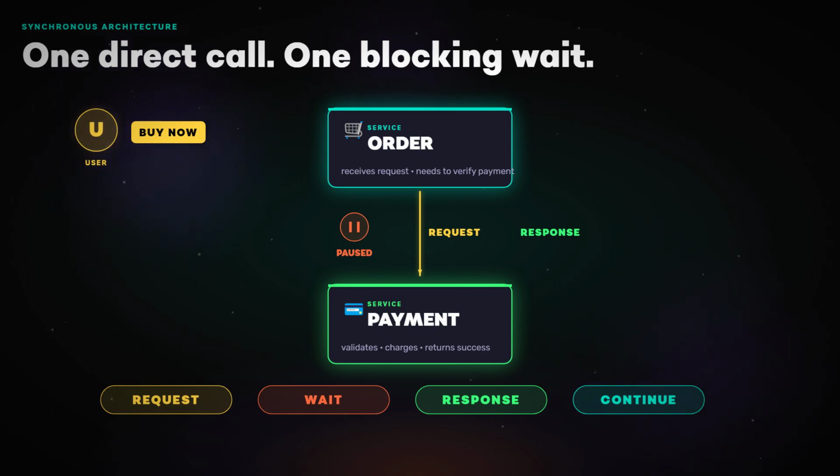Now the important thing happens here. The order service stops and waits. It cannot continue processing. It cannot confirm the order. It cannot move to the next step. Everything is paused until the payment service responds. If the payment succeeds, then the response comes back and the order service continues. This is synchronous communication. Request, wait, response, continue.